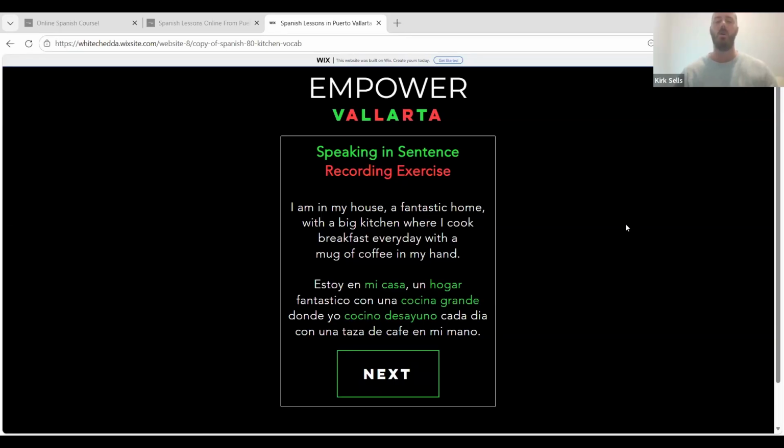Estoy en mi casa, un hogar fantástico con una cocina grande, donde yo cocino desayuno cada día. Yes, I cook breakfast each day with a mug of coffee in my hand, con una taza de café en mi mano. Con una taza de café en mi mano.